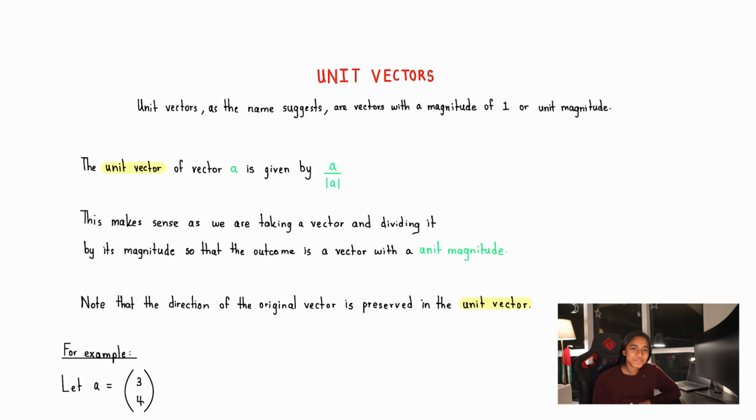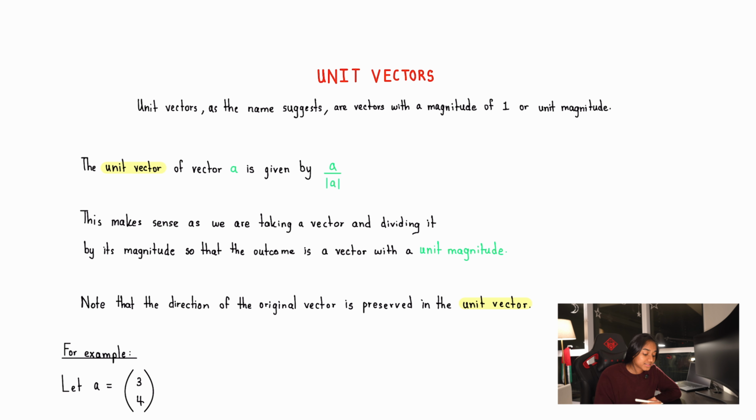And now on to unit vectors, which is what we touched on a little bit earlier with the special unit vectors i, j, and k, but as promised, we're going to go through it in detail now. So remember, I always keep my promises. Okay, so unit vectors, as the name suggests, are vectors with a magnitude of 1, or a unit magnitude. So a unit vector of any vector, let's just say in this case A, is given by that vector over the magnitude of the vector. So the unit vector of A is given by A over the magnitude of A.